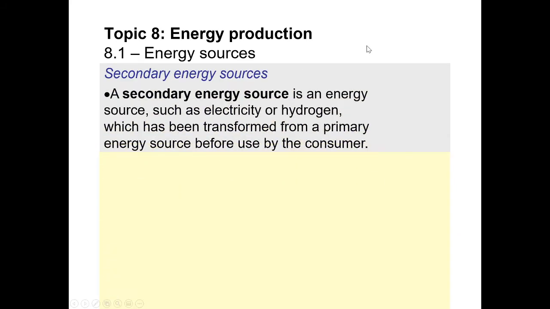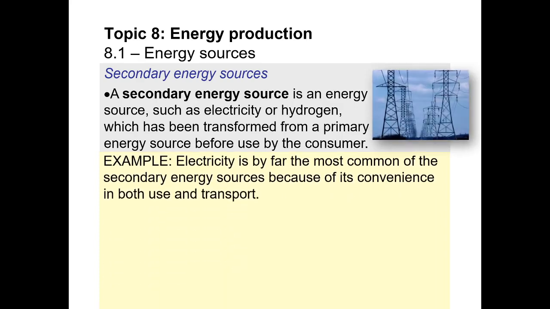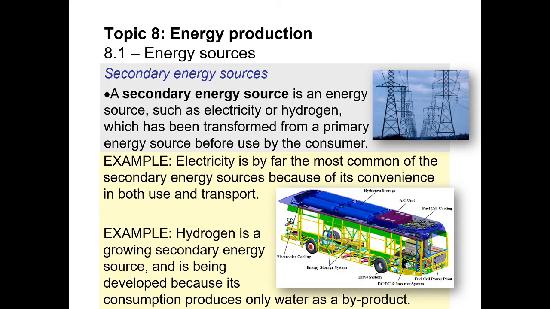Okay, so we talked about primary energy sources on the first slide. Now let's look at secondary energy sources. A secondary energy source, like electricity or hydrogen, has been transformed from a primary energy source before being used by the consumer. For example, electrical power lines. The consumer is using the electricity, but where did the electricity come from? We're going to be studying that quite a bit later on. But this is considered a secondary energy source.